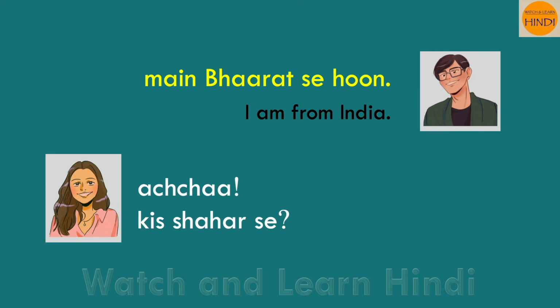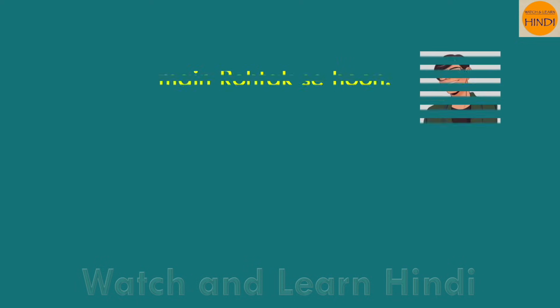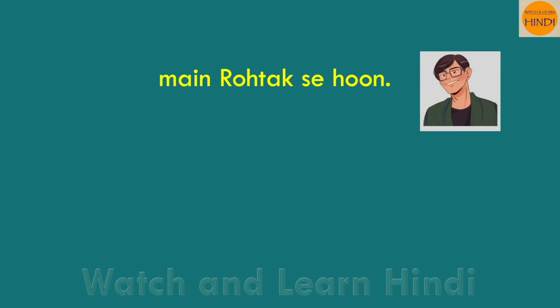Maya responds by saying acha. Here acha means more like really or oh really, you're from India. And then her question is, किस शहर से? Kis is which and शहर means city and se is from. So from which city? Kis शहर से? Mohan says मैं रोहतक से हूँ, which you must have guessed means I am from Rohtak. For those who don't know, Rohtak is the name of a city in the northern part of India.